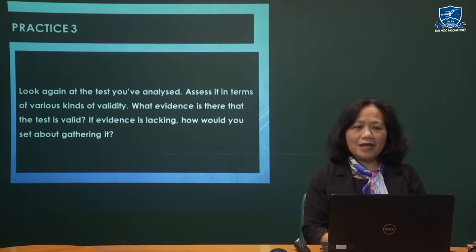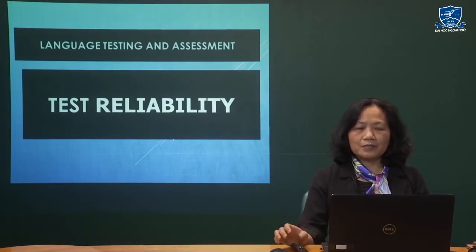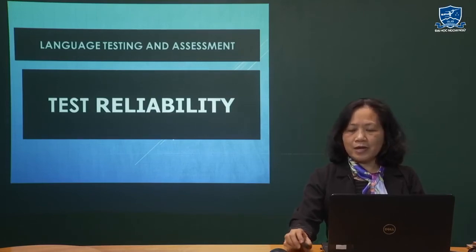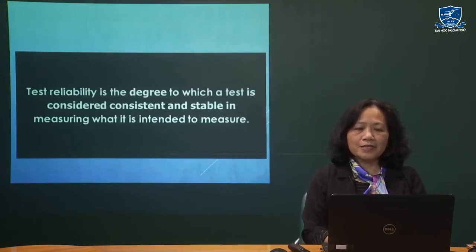Okay. And now let's move on to our next part of today's session, which is about test reliability. What is test reliability? The word can tell us a lot about this. Reliable, can be relied on, and reliability. So test reliability is the degree to which a test is considered consistent and stable in measuring what it is intended to measure. Quite simple.